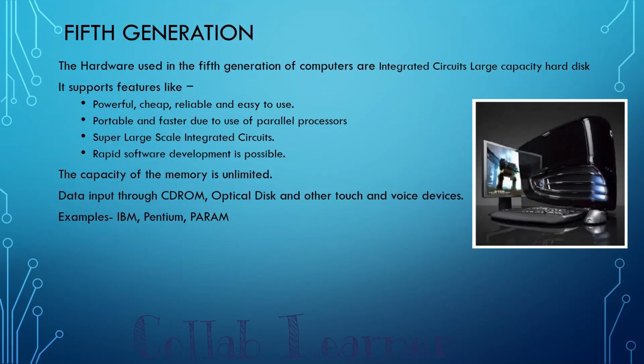Finally, we have the fifth generation of computer. The hardware used in the fifth generation of computer are integrated circuits and large capacity hard disks. It supports features like: they are really powerful, cheap, reliable, and easy to use. They are portable and fast due to their parallel processing. Super large scale integrated circuits. Rapid software development is possible in these devices. They have an unlimited capacity of memory. Their inputs are taken through CD-ROM, optical discs, and other touch devices and voice devices. We have different examples. Some examples are IBM, Pentium, and Param. Param is a supercomputer that is basically used.